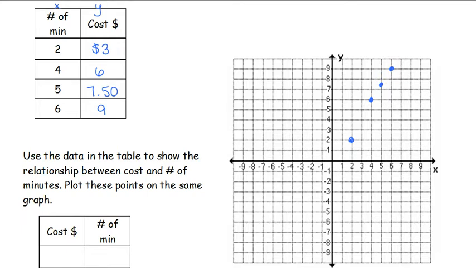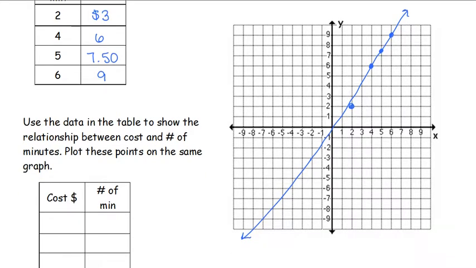Now I want you to use a straight edge to connect these points. I'm not going to be able to do that, so I'm just going to do my best to draw my line through. There we go. But you guys have your ID, which works really well for a straight edge. So that line represents the number of minutes, which determines how much it's going to cost.